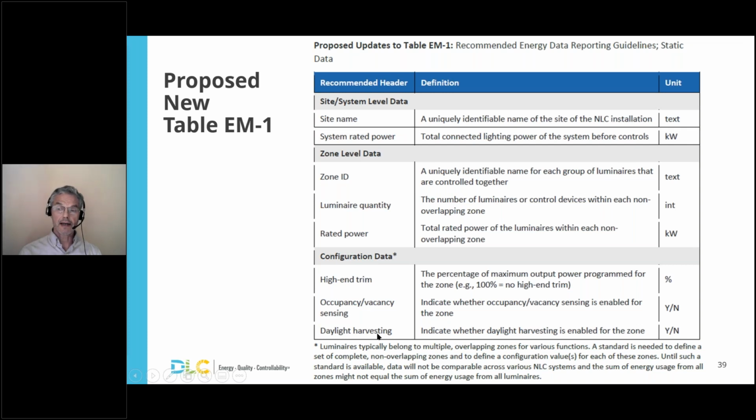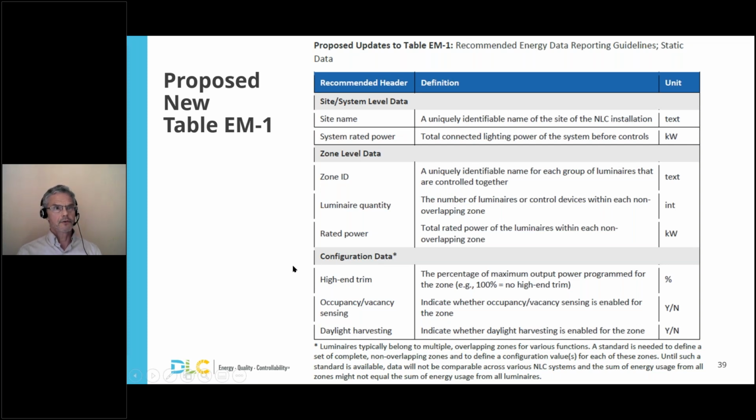For instance, the daylight zones are organized in terms of windows versus the high-end trim is more likely to be organized in terms of the room or the usage. So we've got some work to do in terms of exactly how this configuration data will be represented. And I'm hoping that the standard that's in development, C137.9, may help shed some light on this.